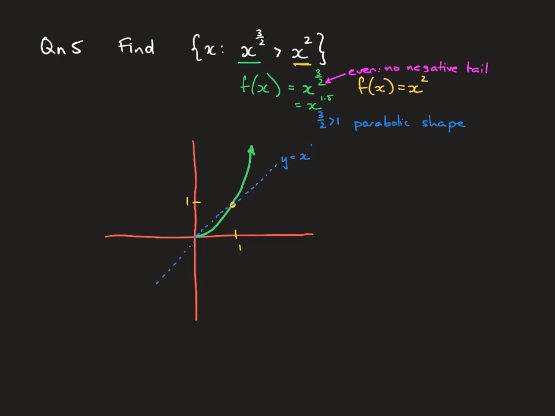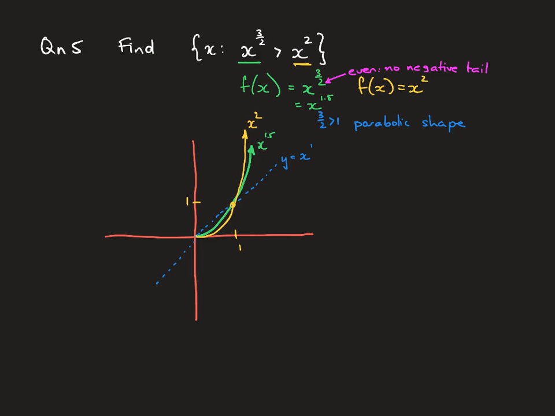So x to the power of 1.5 will be closer to the line y equals x than x to the power of 2. So it will be closer to the line in the lower half, and the green one will be closer to the blue line in the upper half. So this is x squared, and the other one, the green one, is x to the power of 1.5.